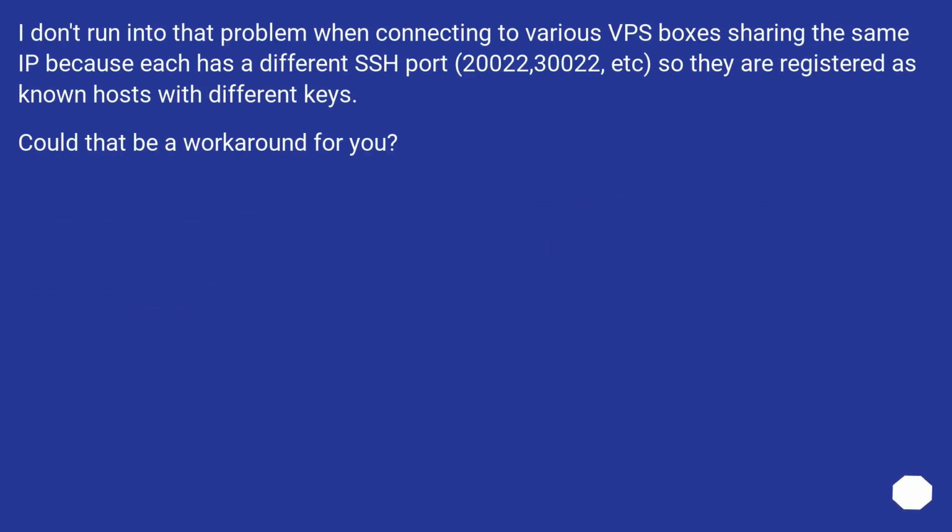I don't run into that problem when connecting to various VPS boxes sharing the same IP because each has a different SSH port, 20022, 30022, etc., so they are registered as known hosts with different keys. Could that be a workaround for you?